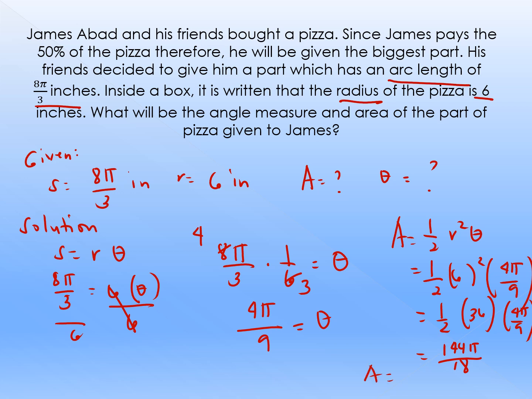144 divided by 18, the answer is 8. So therefore, we have 8 pi inches squared. So the area of the sector or the pizza given to Sir James is 8 pi inches squared.